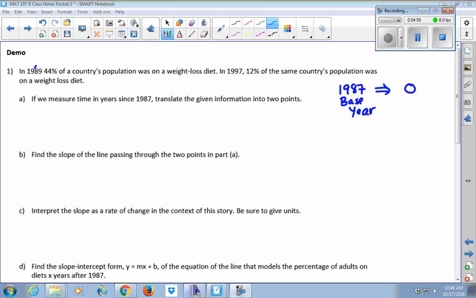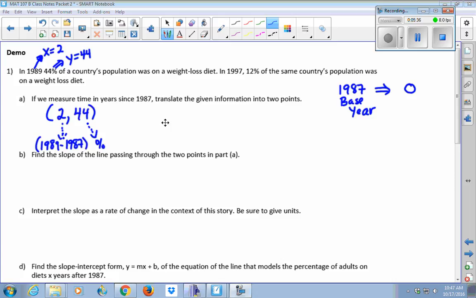So for 1989, this is going to be our x component, our independent variable. In this case, x would equal what number? 2, right? And this is going to be our dependent variable, and that will be 44. So one point that we can use right now is (2, 44). And remember, this comes from 1989 take away 1987, which is our base year. That's how we got the 2. And remember, this talks about the percent of the country's population on a particular diet.